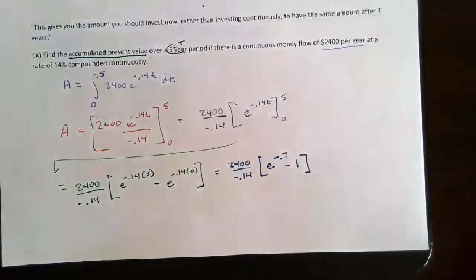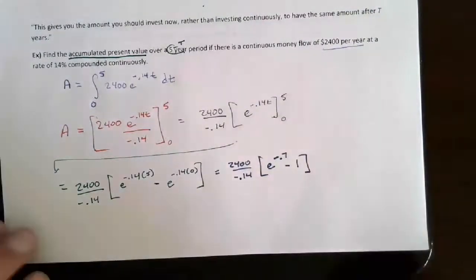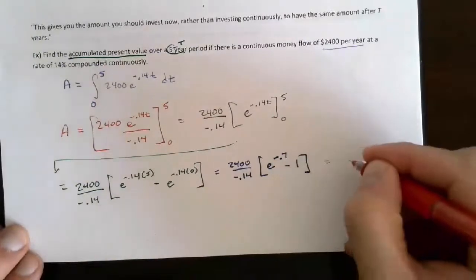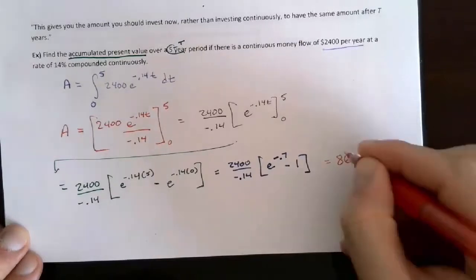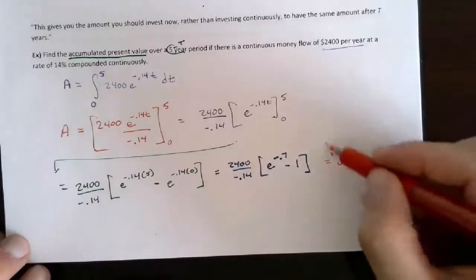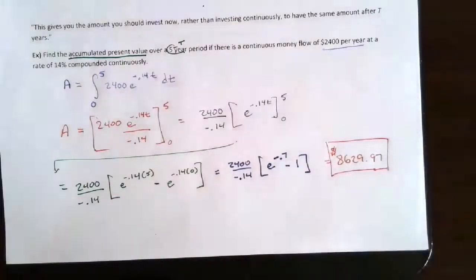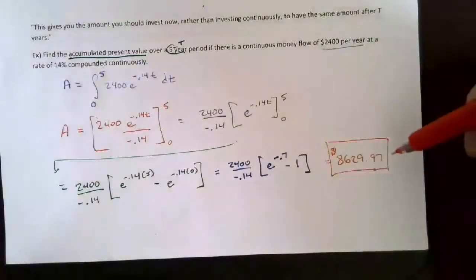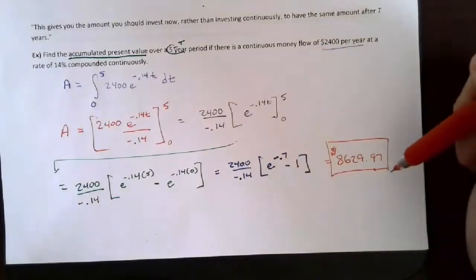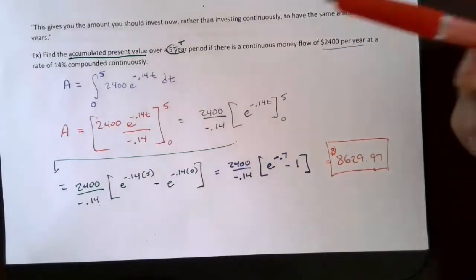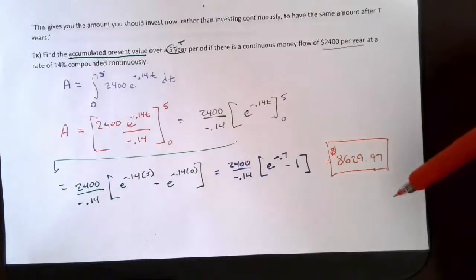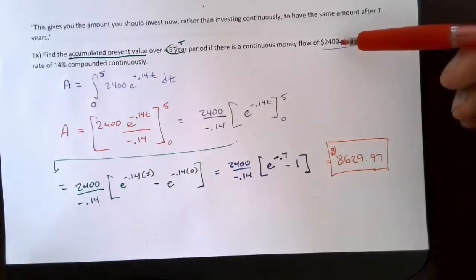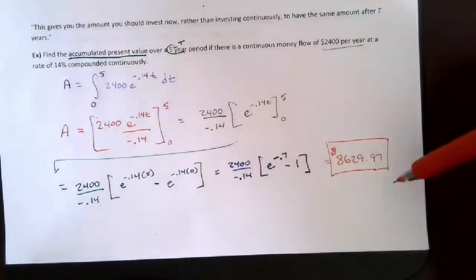So when we go to write this out, this is $8,629.97, rounding to the nearest cent. And let's make sure we understand what we found. It's really saying if I invested $8,629.97 now, just a one-time investment for 5 years at 14% compounded continuously, that would be equivalent to the same amount that I would get if I invested $2,400 per year over the 5-year period. So that's what I'm really finding with this 8,629.97.